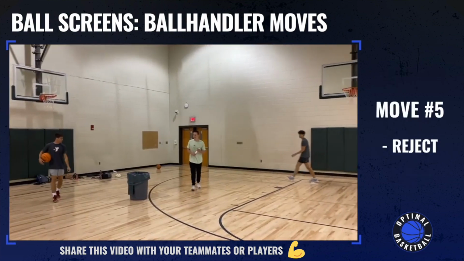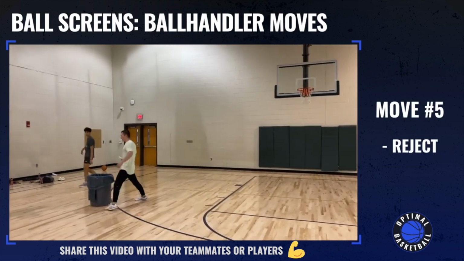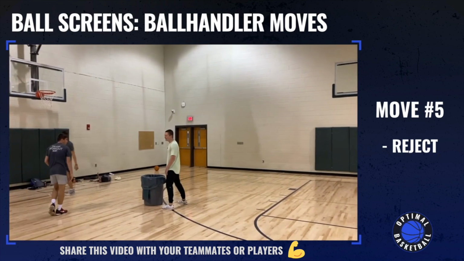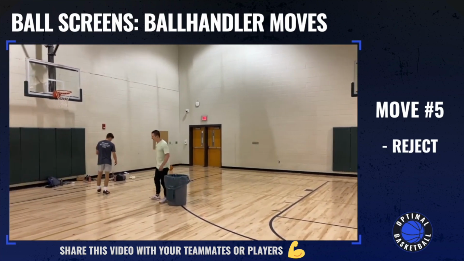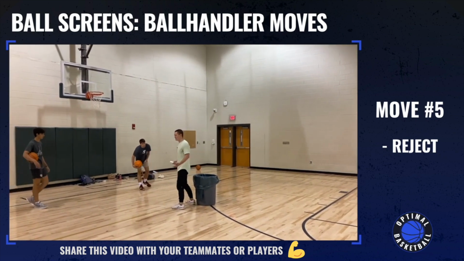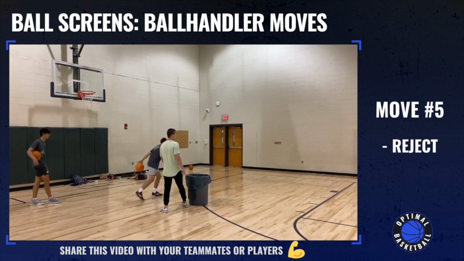Okay, good. Now we're going to go with some reads. So we're just going to go with rejecting the screen. So again, we're imagining the screener is at this angle right here. So when we reject the screen, that's where, and I'll be defense on each of you guys. Rejecting the screen is when the defender is taking away this driving angle. So you just reject it, and you're going to drive baseline side.